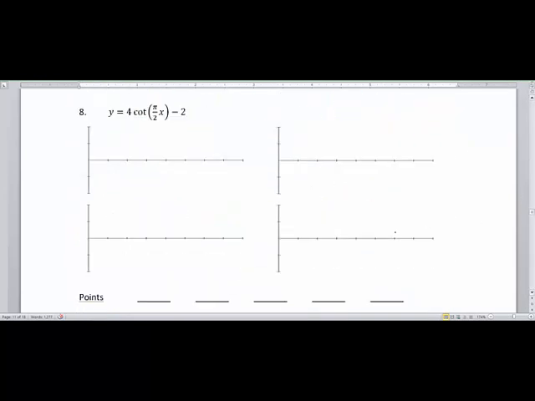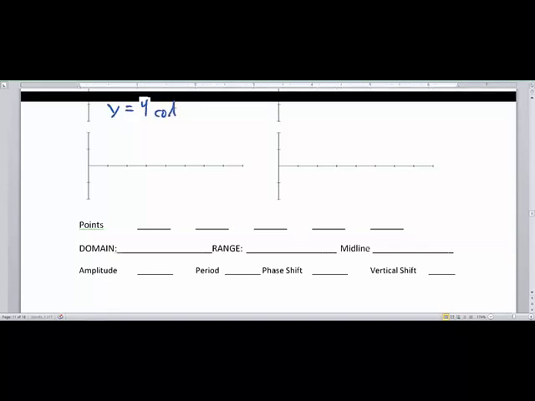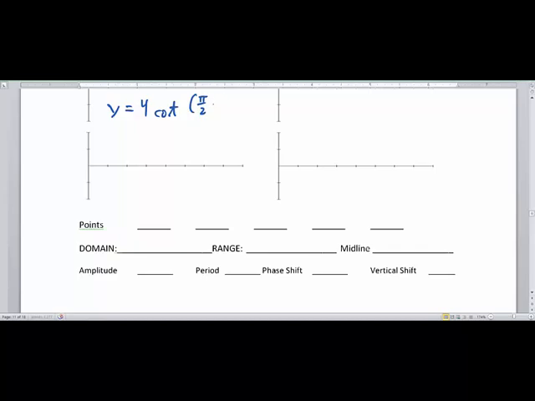And the last problem is going to be here, and trust me, this is going to be a little bit easier. And just like before, let me scroll a little bit further down, and I'm going to put the name of the equation right up here at the top. This is going to be y equals 4 cotangent of pi over 2 x minus 2.